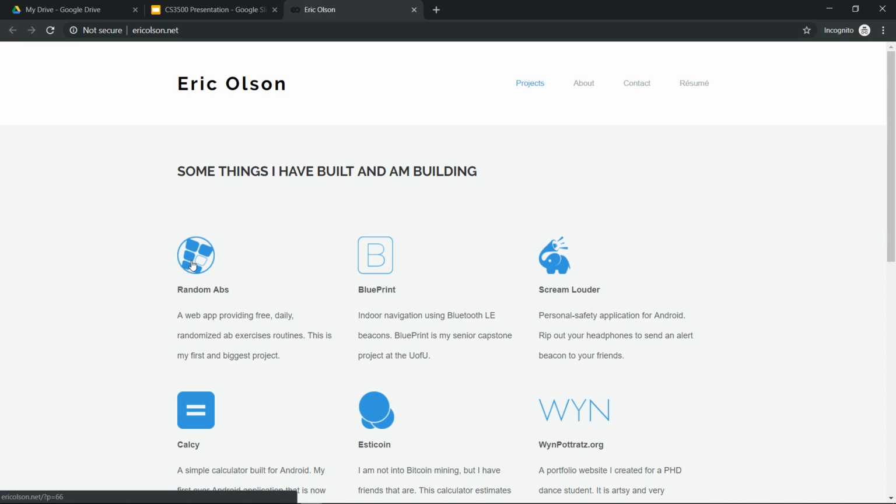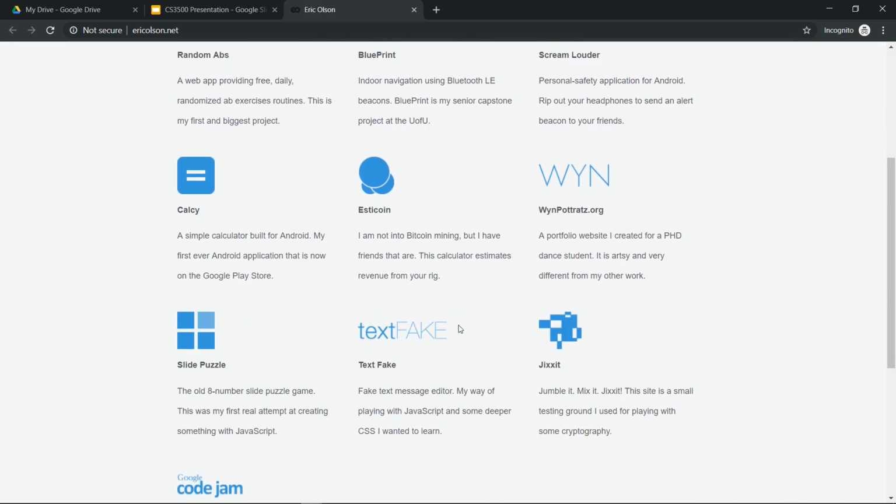Blueprint was my senior project. Scream Louder was an app that I built in application development at the U. So was Calki. Estacoin was a debate that I had with my senior project group because a couple of them were into Bitcoin mining, and I was making fun of them. I bet I could make more money by building a website that supported Bitcoin miners than if I actually mined Bitcoin. I think I was actually wrong ultimately. I should have bought back then. But I built something to try to show my friends. So yeah, just these little things.